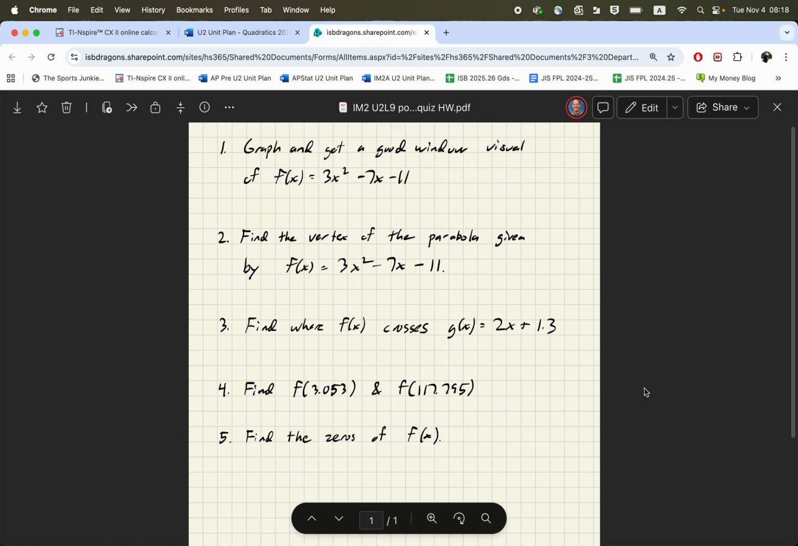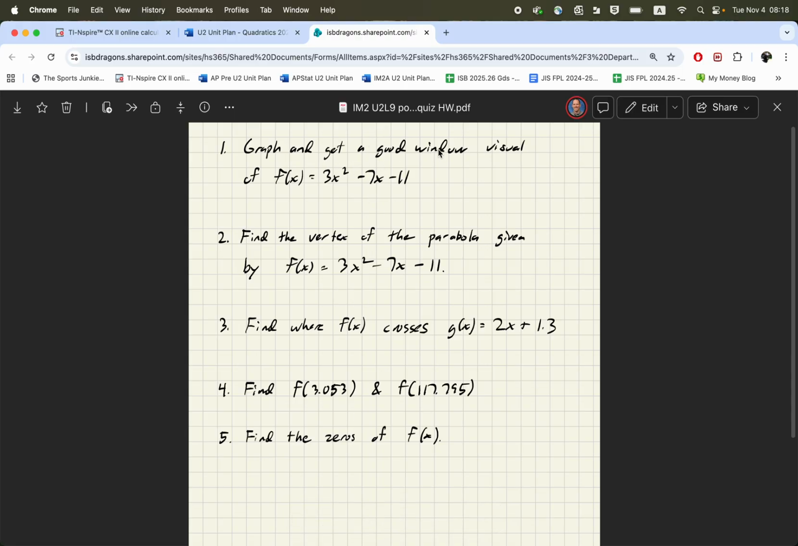Okay, in this video we're going to go over how to do these 4 tasks easily using the TI-84. I'll make another video on how to do them on the Inspire, but IM2 Advanced, guys, this is stuff that you should be able to do for the upcoming test on quadratics. Okay, so let's get into it.